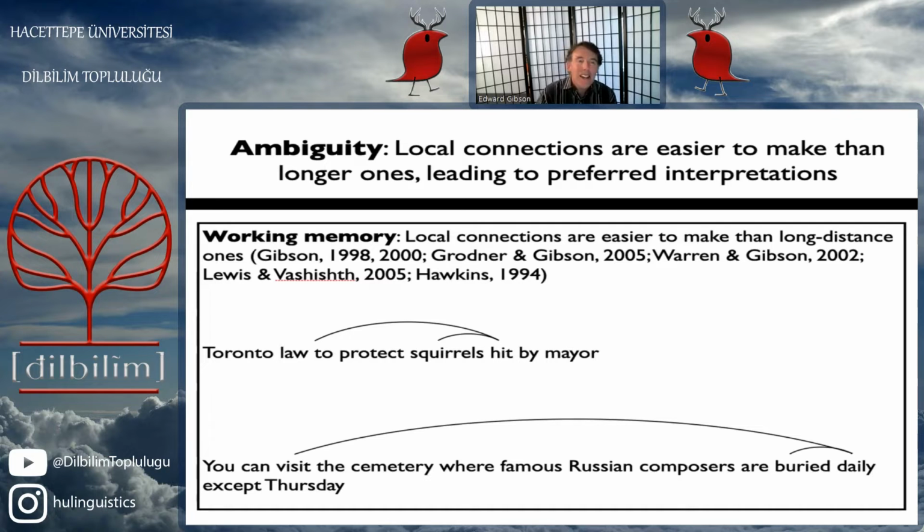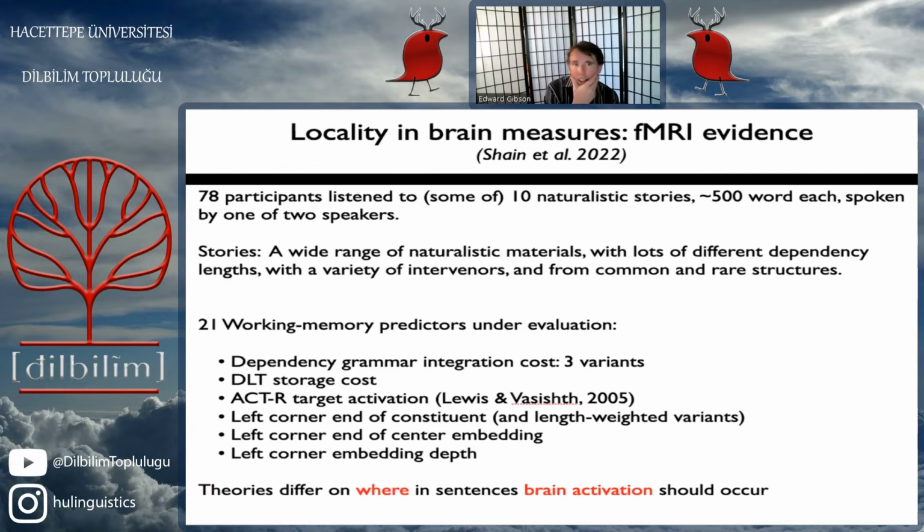There's lots more evidence that locality is something people can't help but do in ambiguity. Another measure is in fMRI. One measure was overall complexity in production and comprehension. Another was reading times, and this third one is in fMRI activation.